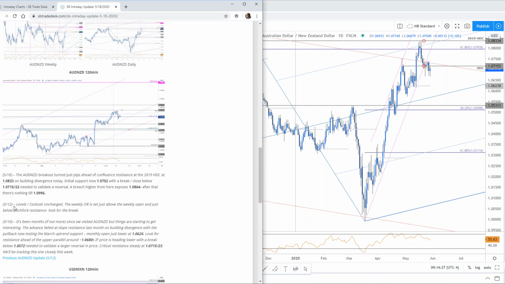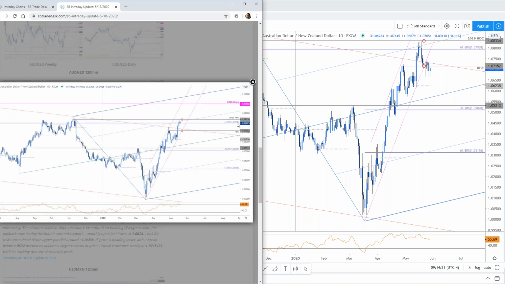Here's what Aussie Kiwi looked like back on the 18th. We were heading into a major resistance zone. It's clear as day: 107.92 into 108.33, 2019 high day close, 618 retracement, slope resistance, my favorite confluence zones. Really nice, right? First day we saw hesitation.